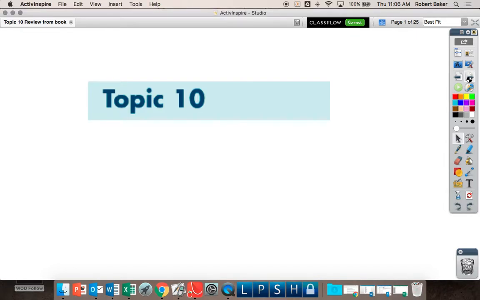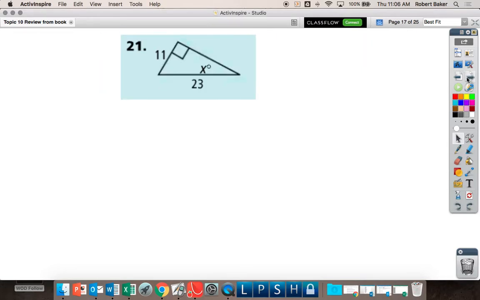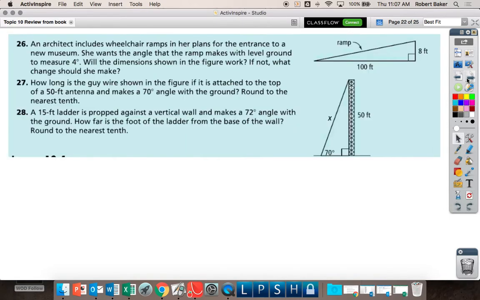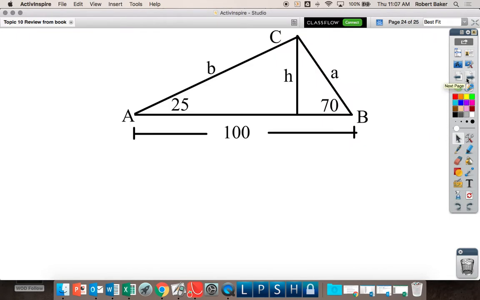Last two questions. I'm going to scroll way to the end. Almost there. All right, this is a question on your test. It looks just like this, and at the end of the day, you're trying to solve for H.